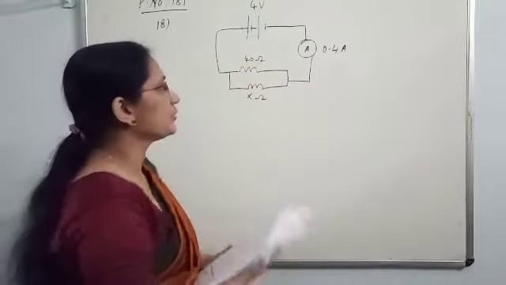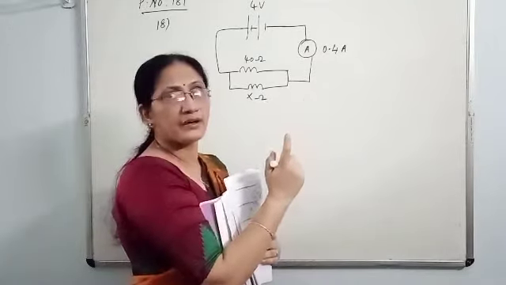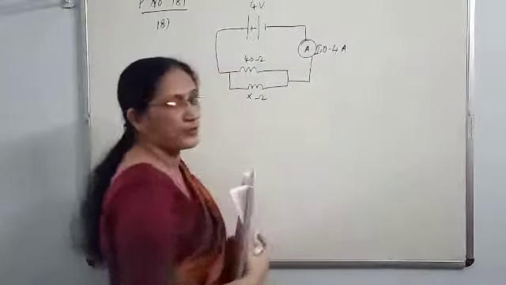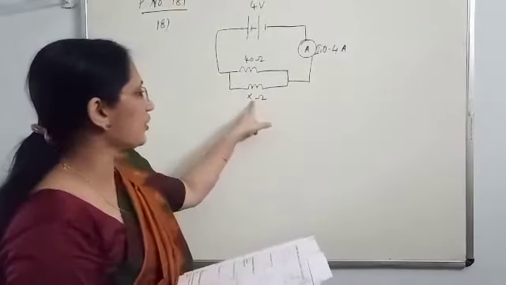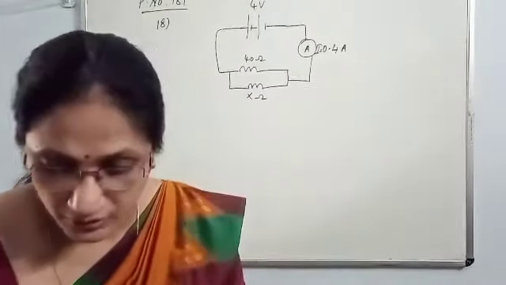And in the circuit, there is an ammeter connected here. It shows 0.4 ampere reading. That means the I value, current flowing in this circuit, is 0.4 ampere. And the first part is to find out this unknown resistance X. Its value you have to find out. How will you proceed?